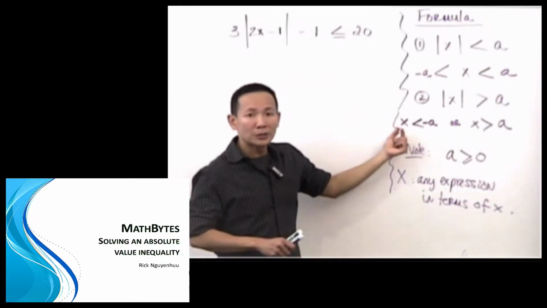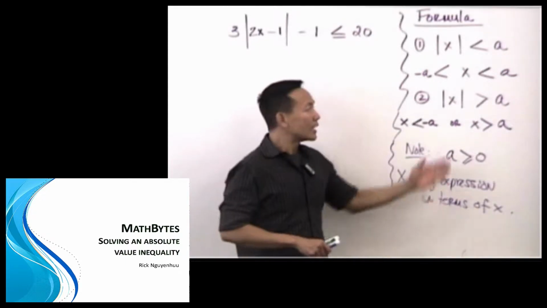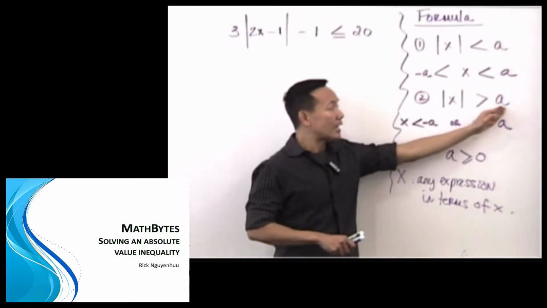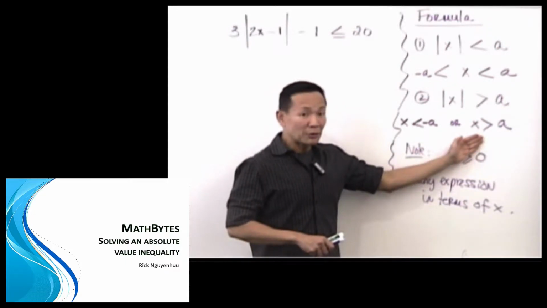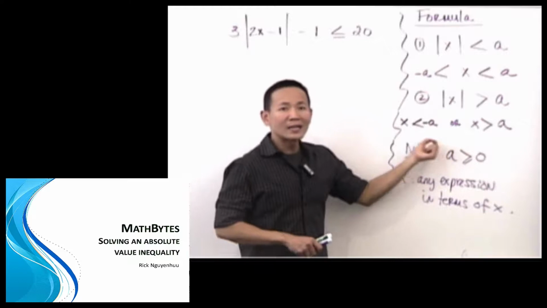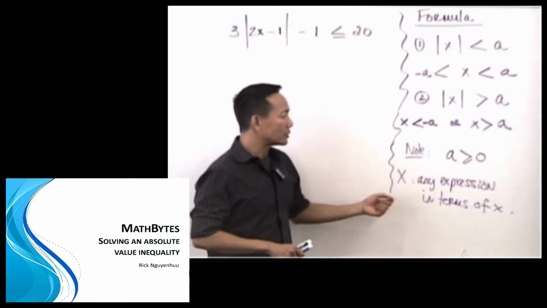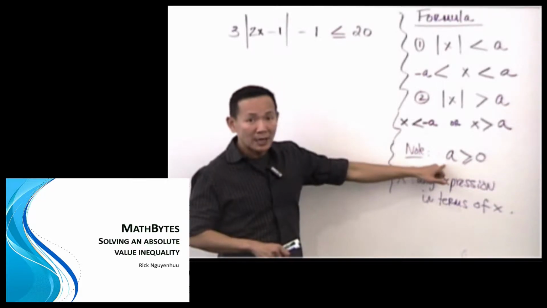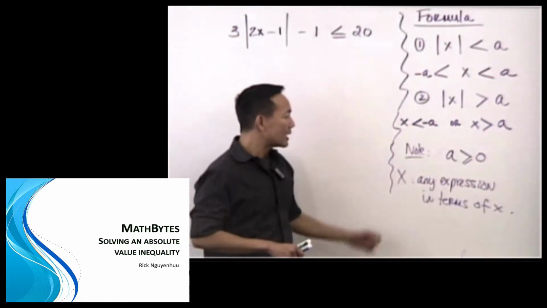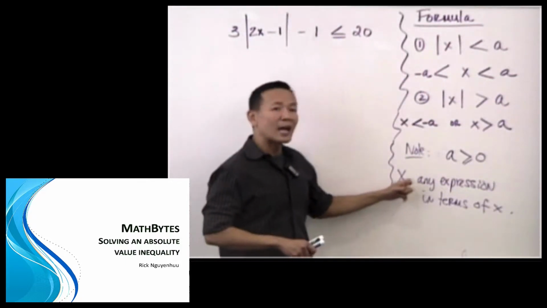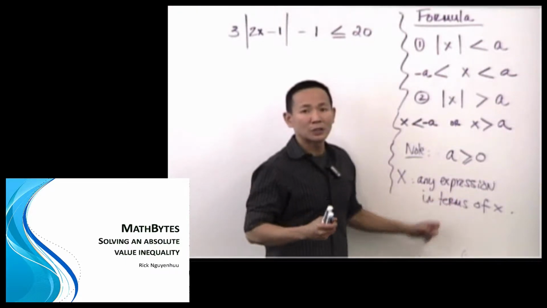Then formula number 2: after I isolate the absolute value quantity, and this is greater than a, then 2 things happen. X is either greater than a or x is less than negative a. Now remember, a should be a number that is positive, which is greater than or equal to 0. And x is an expression inside the absolute value. That expression is something in terms of x.